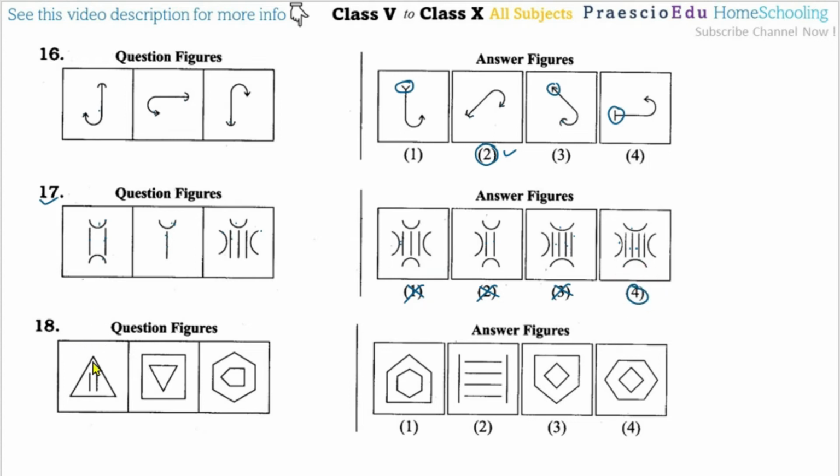Now question number 18. Here the triangle has 3 lines, but inside there are 2 lines. The outer square has 4 lines, the inner triangle has 3 lines, so one line is reduced for the inner shape. Outer hexagon has 6 lines, inner pentagon has 5 lines. Option number 3 has a pentagon outside and a square inside, meaning 4 lines, so this perfectly matches the question figure. Option number 3 is the correct one.